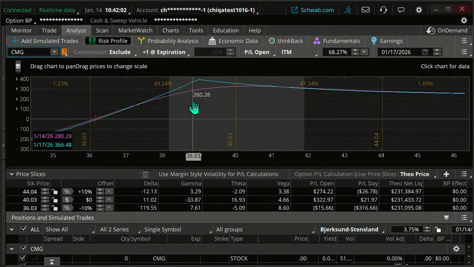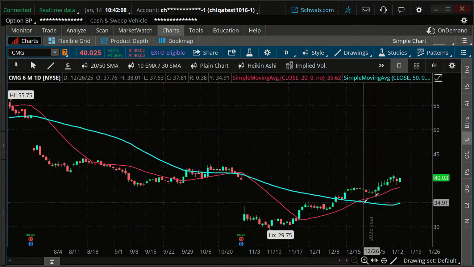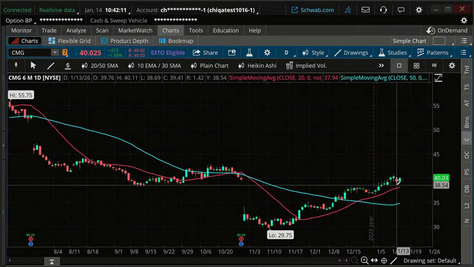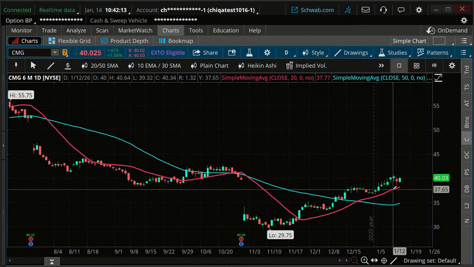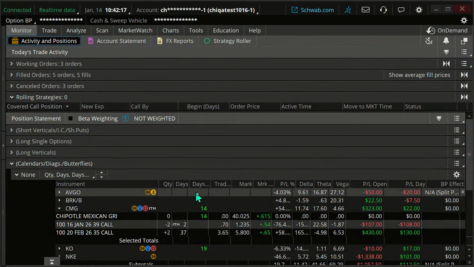I only want to continue on with this trade if I'm still bullish on it. Am I still bullish on CMG? I'm going to say yes, because our trend is going up. It's simple as that. We're above that 20-day moving average. It's been trending. We're going to assume that trend is going to continue, although it may not.